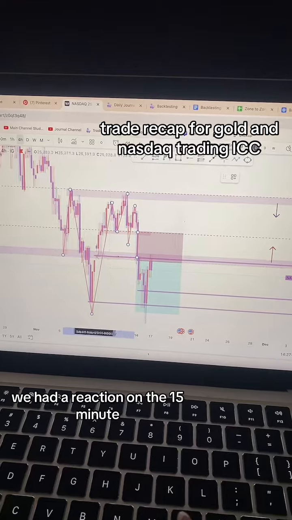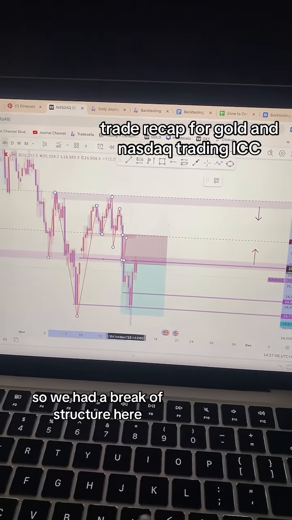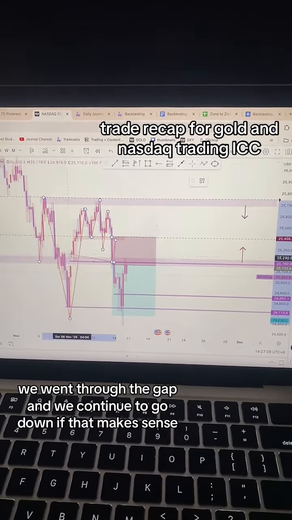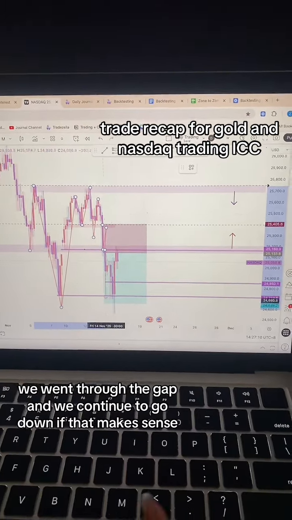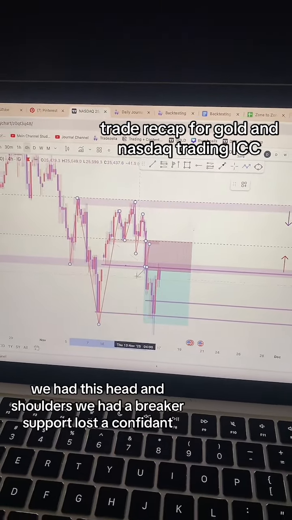We had a reaction on the 50-minute, which kind of went up like this, and then we displaced through again. So we had a breaker structure here. We went through the gap and we continued to go down, if that makes sense. We had this head and shoulders, we had a breaker support, lots of confluence.